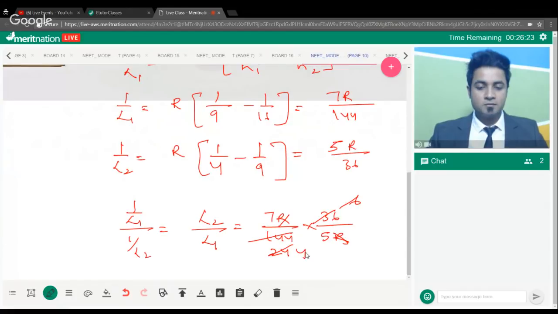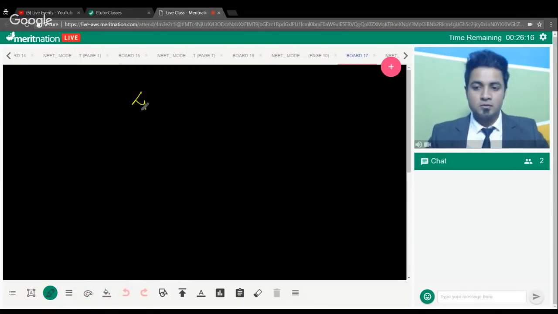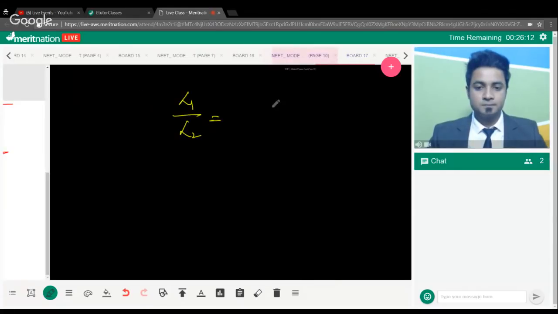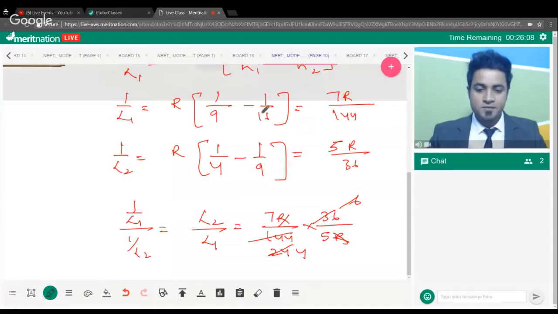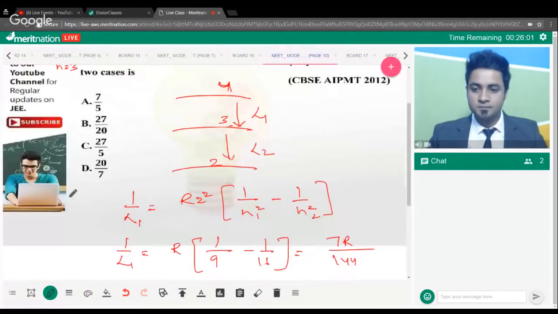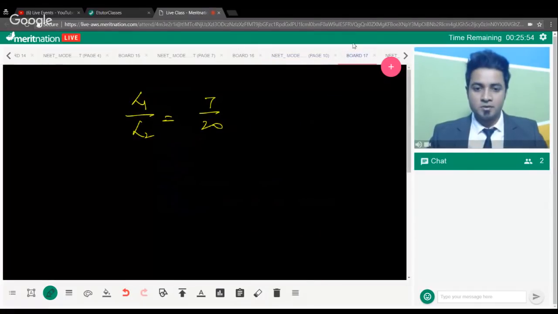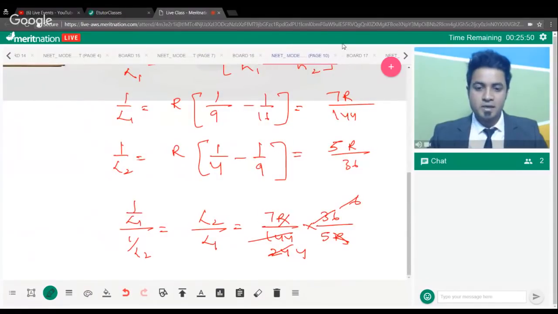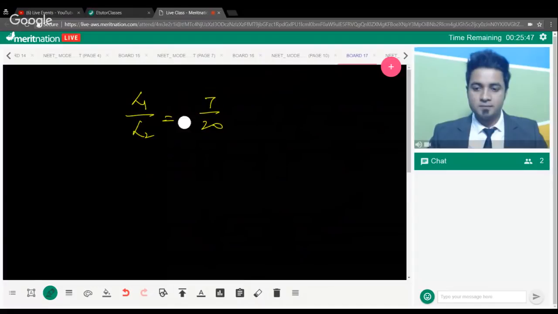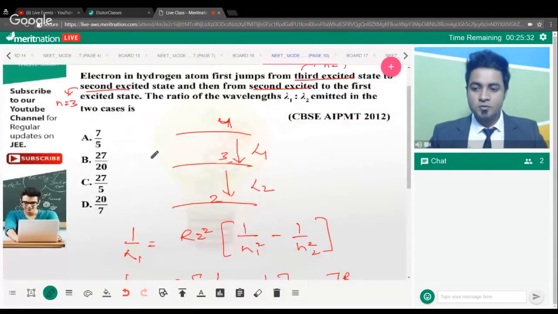We have already calculated a similar kind of question. So lambda 2 by lambda 1 is coming out as 7 by 20. They must have asked lambda 1 by lambda 2, right? We have calculated lambda 2 by lambda 1, sorry, so lambda 1 upon lambda 2 is 20 by 7. This is going to be the answer. So this time it has to be D.